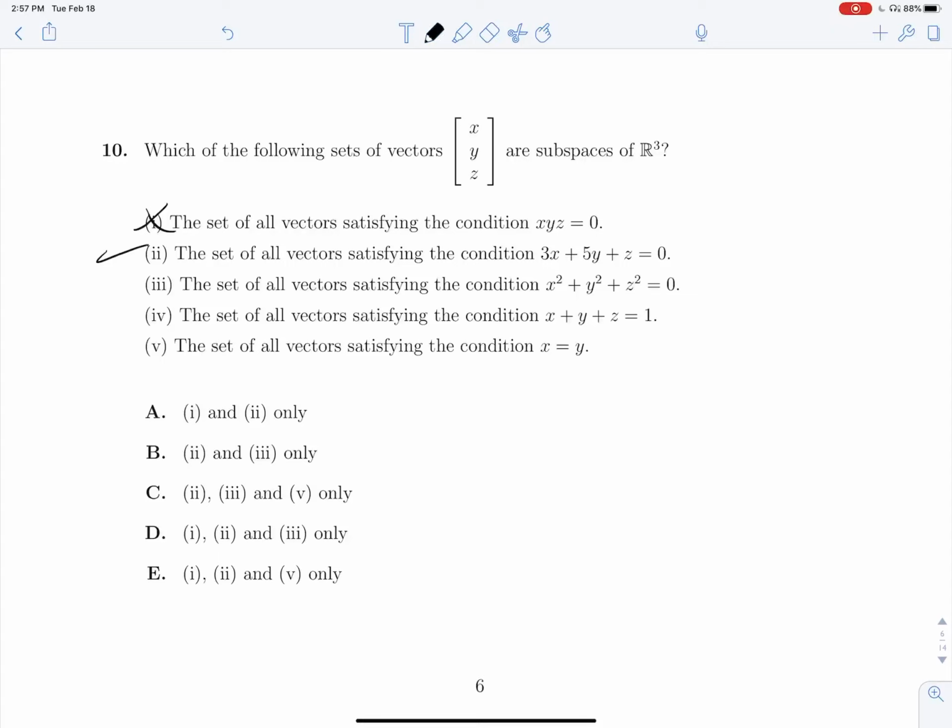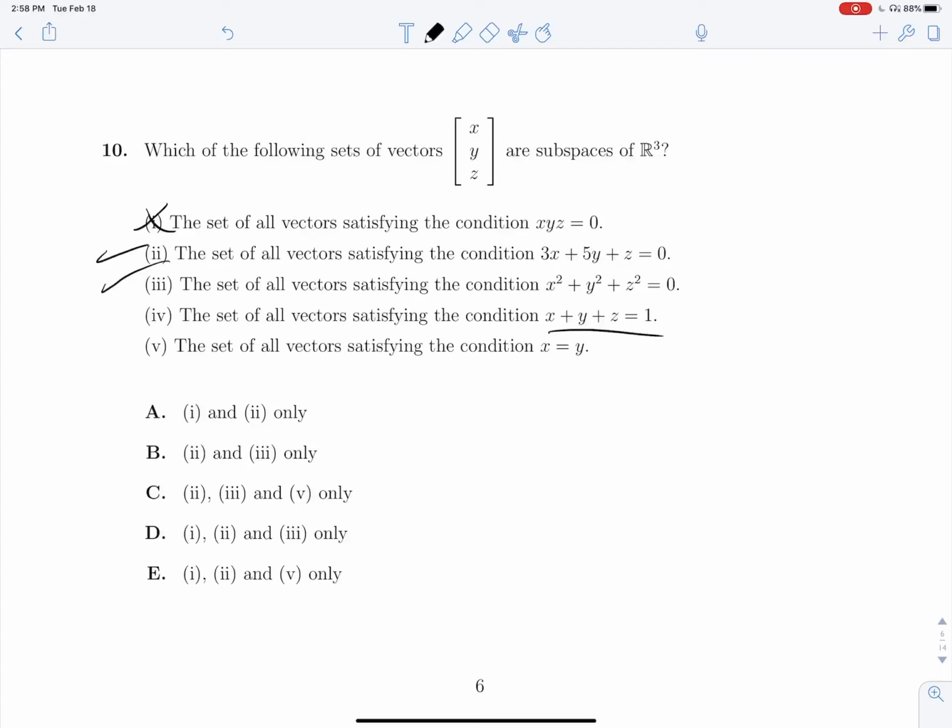Okay, what about number 3, the set of all vectors satisfying that condition there? Well, that's just going to be a sphere of radius 0. If you take any vector satisfying those conditions, the only one you have to choose from is the 0 vector. And if we have the 0 vector and we multiply it by any scalar multiple or add it to any other 0 vector, we're always going to stay within the set. And that 0 vector is our origin. So 3 is all good.